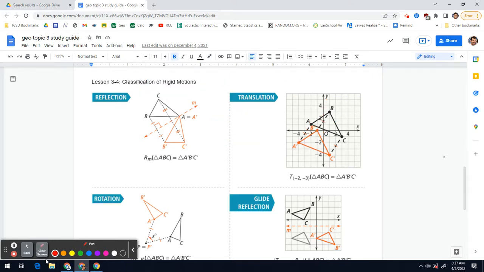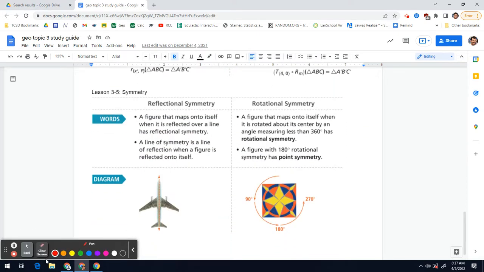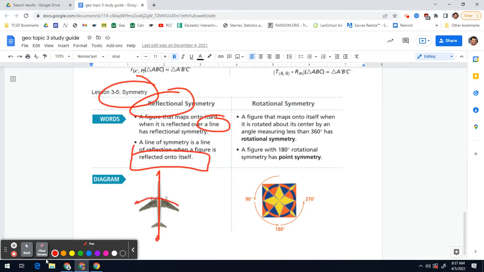And then last but not least are the symmetries, right? They like symmetry. To me, symmetry is a basic concept, but they do like it. So there are 2 types of symmetry. There's reflectional symmetry that involves lines of reflection. And again, you're looking for the line to reflect onto itself. So this airplane here, if you draw this line right down the middle, and you were to reflect one side or the other, it would fold onto itself. Or if you reflected it, it would just kind of flip and stay the same shape.